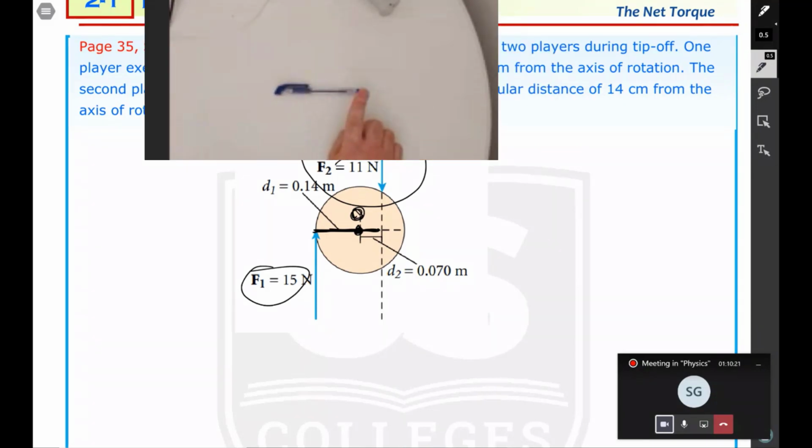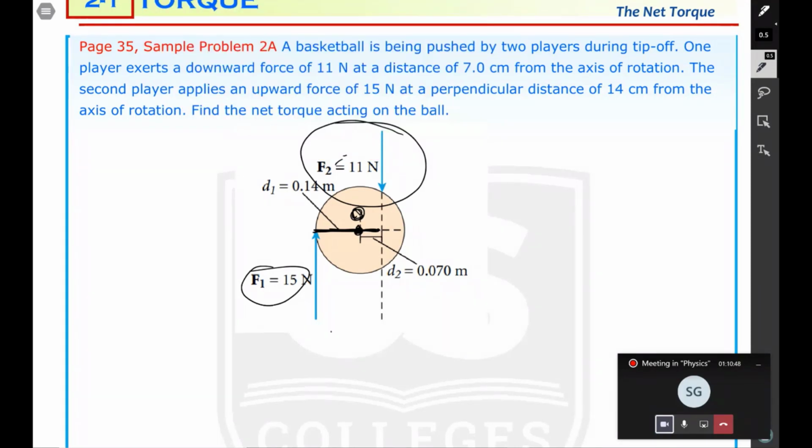So fix the pen at the axis of rotation. This is the axis of rotation. On the right of the first force is the axis of rotation, right? Push the pen in the direction of F1. So what is the direction of rotation? It's still clockwise. Both F1 and F2 cause a clockwise rotation, which means F1 produces a negative torque. F2 also produces a negative torque. Both of them produce negative torque here. So then we got the direction.